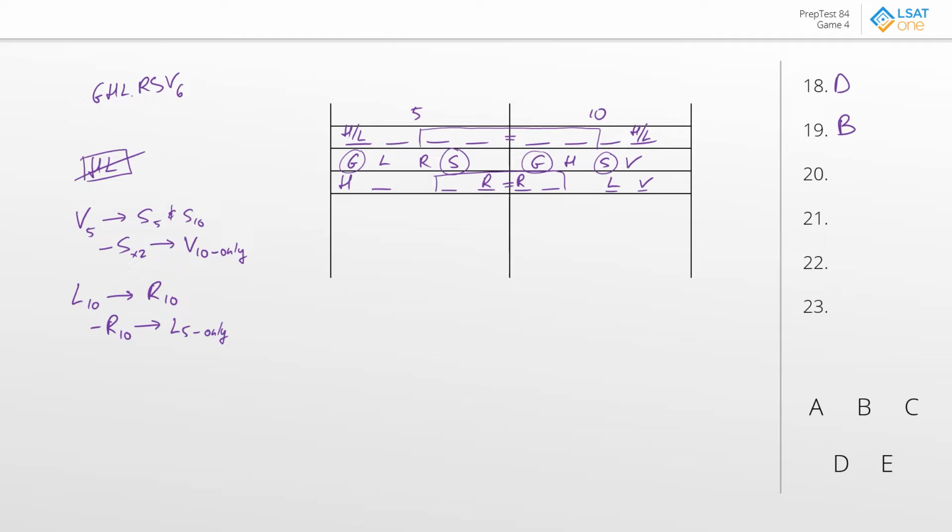Next, number 20 is global. We'll come back to that one in just a moment. Let's take a look at number 21.